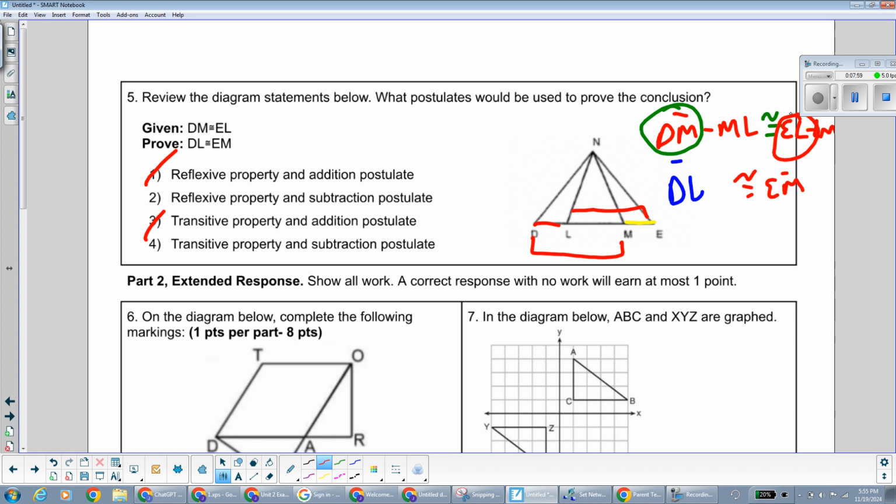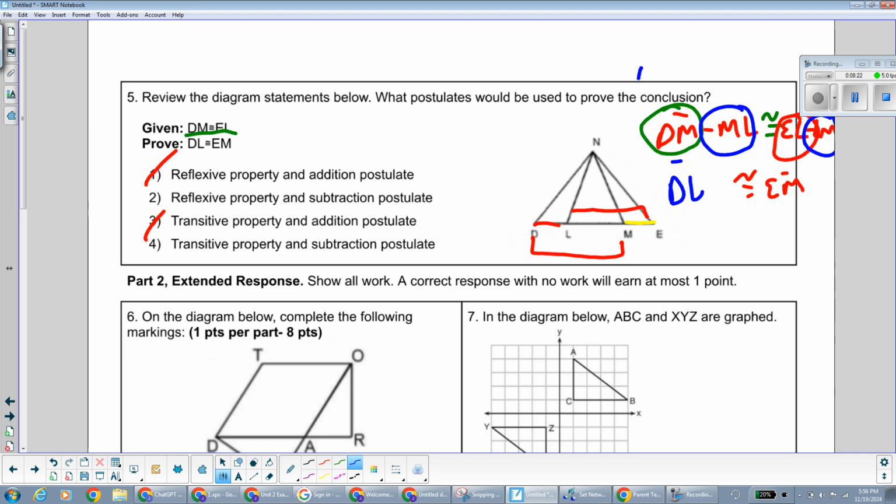So we're starting with two congruent segments. DM and EL are congruent. That was provided to us right here. And we do need to know, in order for our subtraction to work, that what we're subtracting is also congruent. So we need to know that ML is congruent to LM. ML and LM are the same segment using the same two letters. Here's LM, here's ML, they're the same thing. So that is reflexive property.